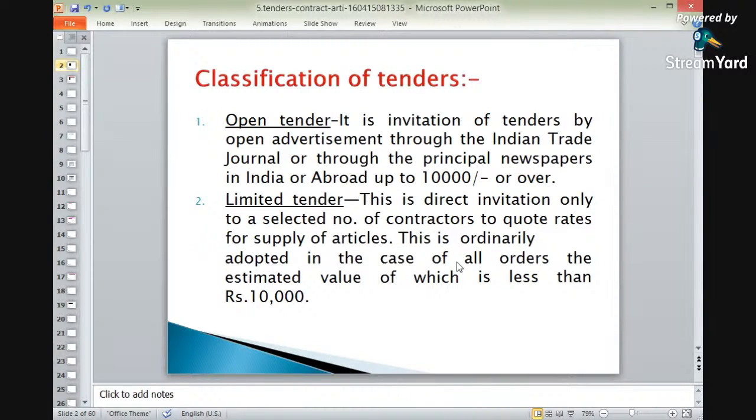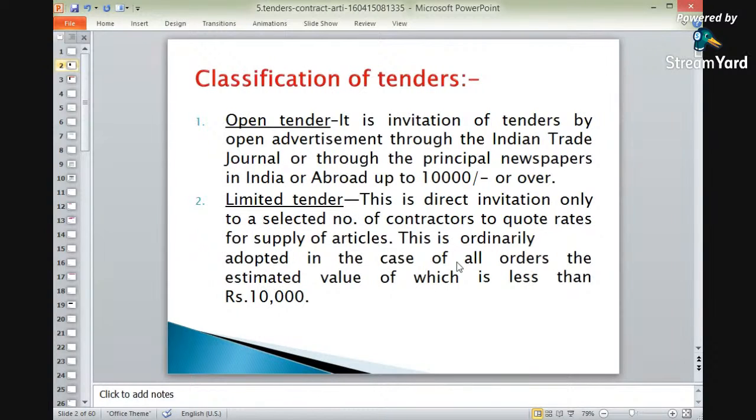Here, the classification of tenders is nothing but open tenders and limited tenders. What is an open tender? It is an invitation of tenders by open advertisement through the Indian trade journals or through the principal newspapers in India or abroad, for values of 10,000 or over. Okay? So it is an invitation.